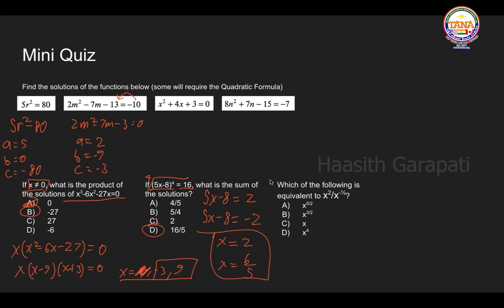Ooh, okay. Now, what about the next one? Which of the following is equivalent to x squared over x to the power of negative 1/2? All right, you gotta use some simple rules here. Since it's a negative, there's two ways you can do it. What I like to do is get rid of all the negative exponents. So bring this to the numerator. So x squared times x to the power of 1/2, which is going to be equal to x to the power of 5 over 2. So A is going to be the correct answer.